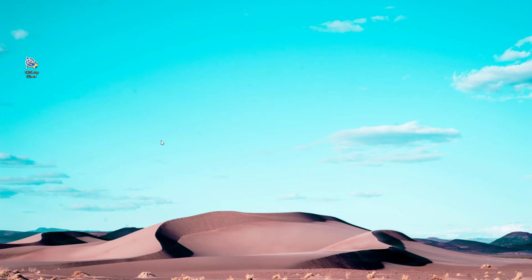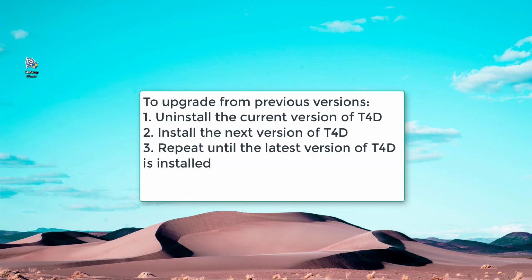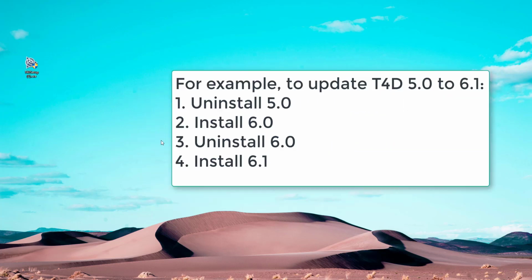If you're upgrading from previous versions, it's worth noting that you have to step through each version. So if you're going from, say, version 5.0 to 6.1, you've got to first uninstall version 5.0, install version 6.0, uninstall version 6.0, and then install version 6.1.